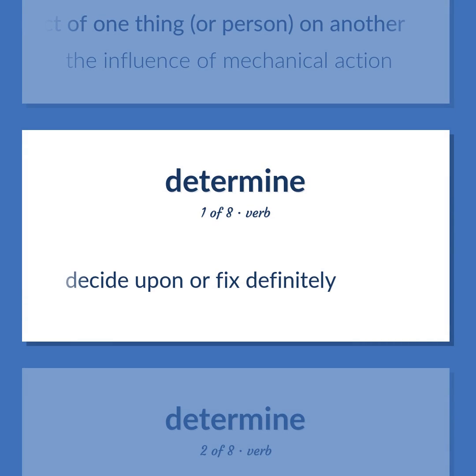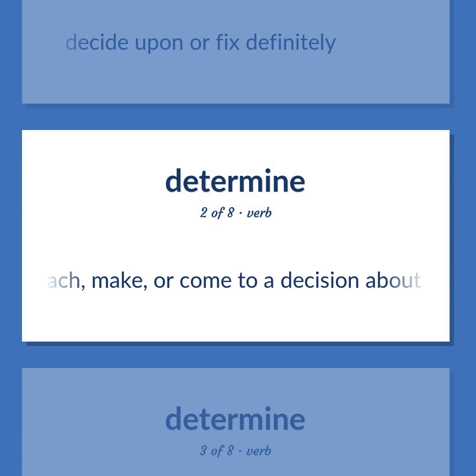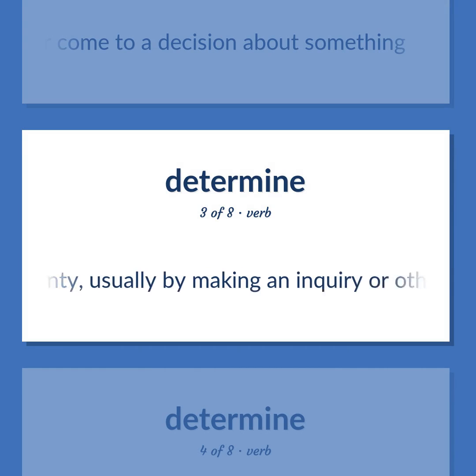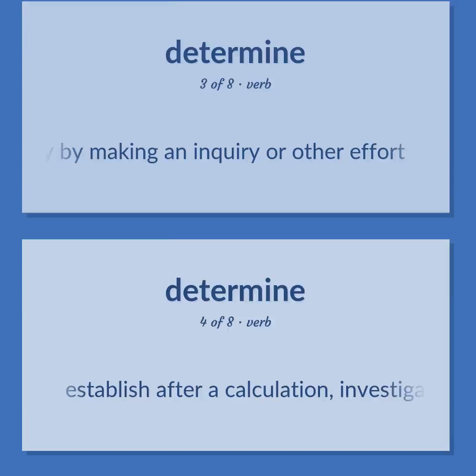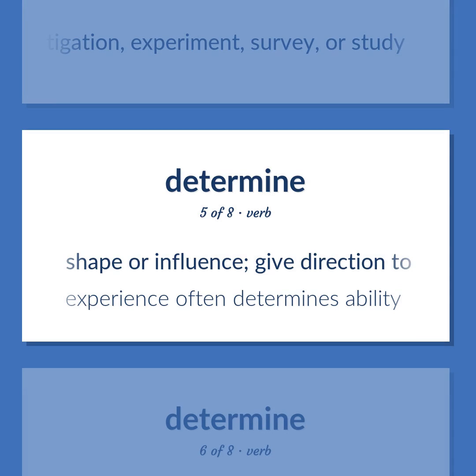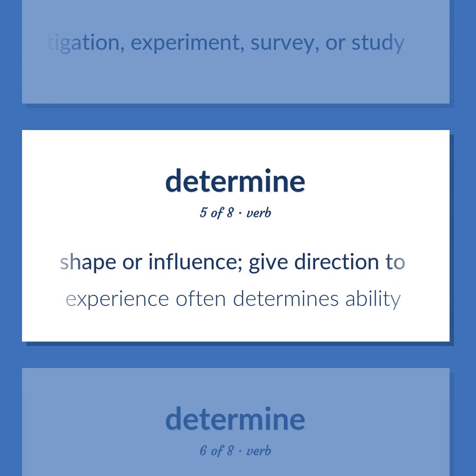Decide upon or fix definitely. Reach, make, or come to a decision about something. Find out, learn, or determine with certainty, usually by making an inquiry or other effort. Establish after a calculation, investigation, experiment, survey, or study. Shape or influence. Give direction to. Experience often determines ability.